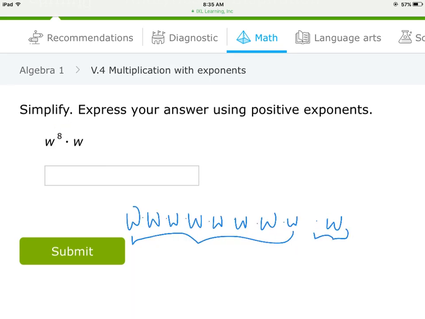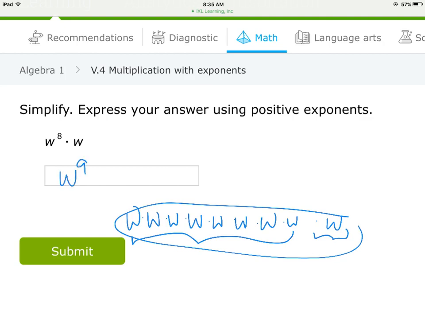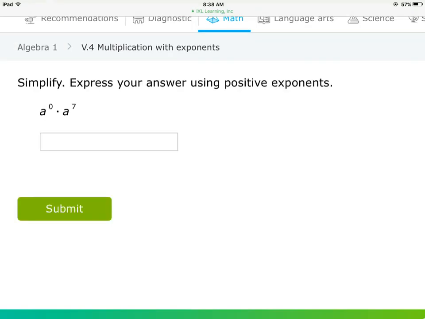For this example, we're taking w to the 8th times w. So again, I wrote out 8 w's with another w, so altogether we have 9 w's. So w to the 9th, or if you look at that shortcut, we're going to take 8 plus, now this exponent is going to be 1. If you don't see an exponent, it's always going to be the number 1, and that will also give us our exponent of 9.